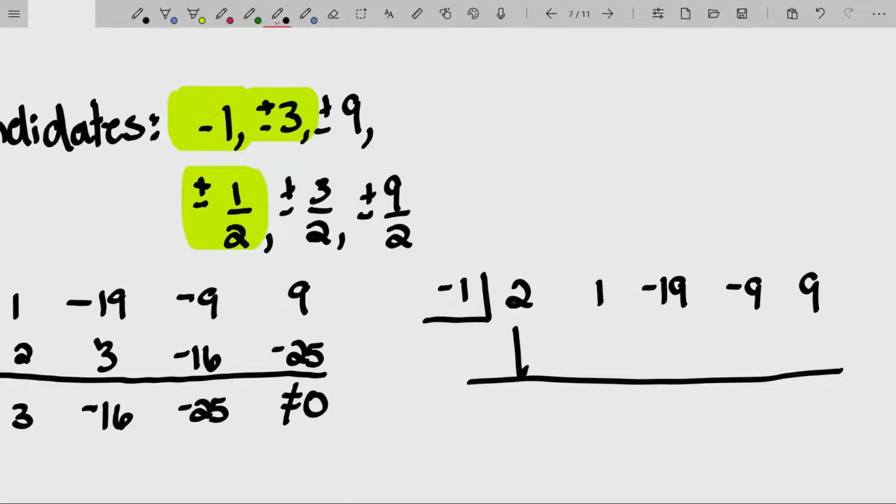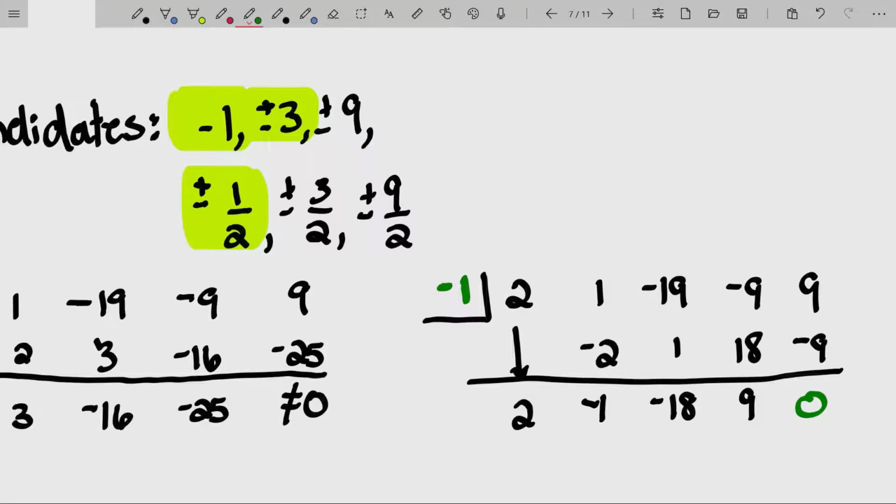You bring down the 2. 2 times a negative 1 is a negative 2. Add them up. Negative 1 times negative 1 is 1. Add them up. Negative 1 times negative 18 is 18. Add those up. Negative 1 times 9 is a negative 9, and we get a winner. When you have that remainder of 0, that means that negative 1 here was actually a 0.